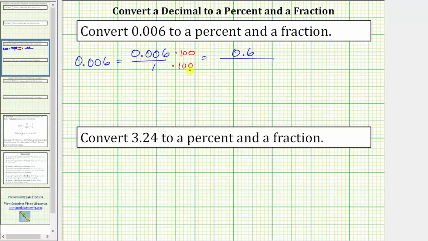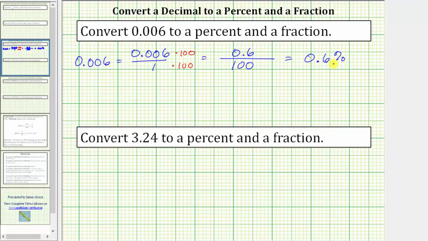And then 1 times 100 is equal to 100. This gives us the fraction 0.6 over 100, or the ratio of 0.6 to 100, which equals 0.6%. So once we have the ratio or fraction with a denominator of 100, the numerator always gives us the percentage.